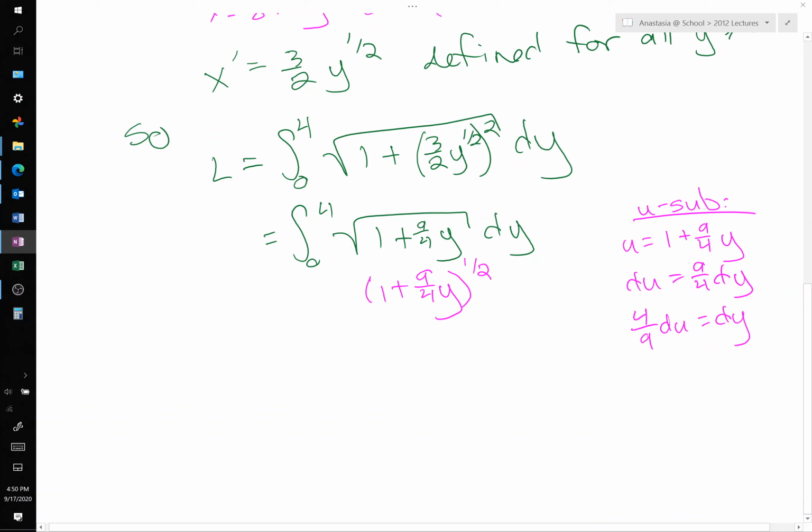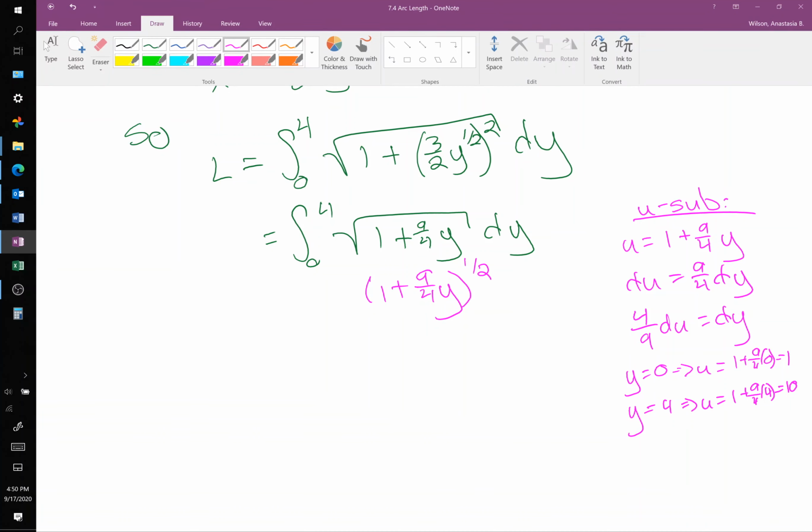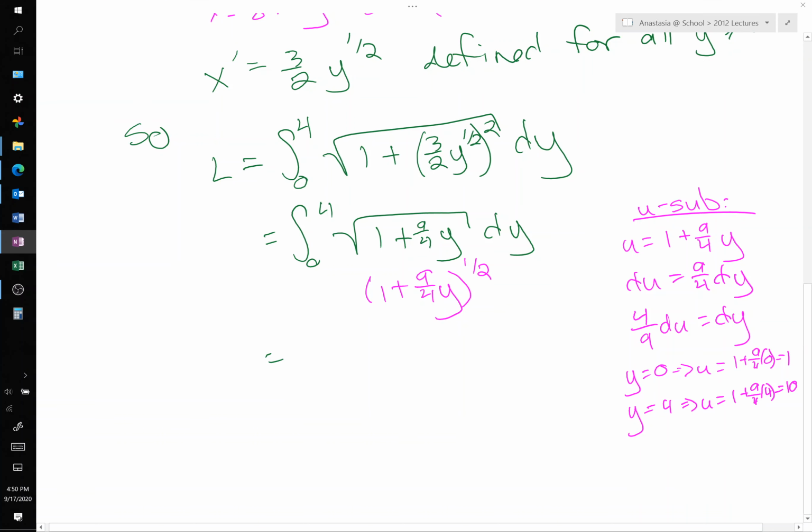If y is equal to 0, this is going to give u equaling 1 plus 9/4 times 0, or 1. If y is equal to 4, then u is going to be 1 plus 9/4 times 4, so that's going to give us a 10. So that means that we have the integral from 1 to 10 of the square root of u, then we'll have a 4/9 du.